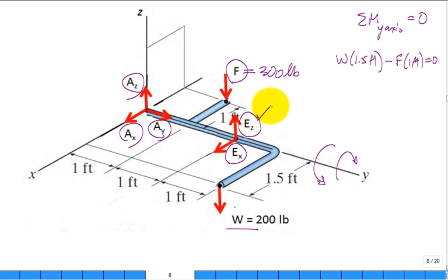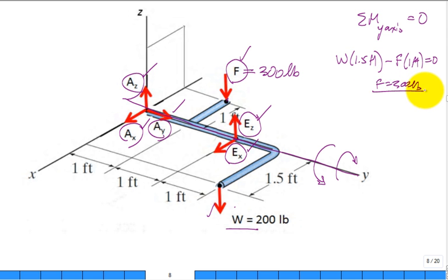Does EZ, EX, AZ, AY, AX, any of those contribute? No, because the axis Y goes through the point of application or along the line of action of each of those forces. So only these two forces contribute to the sum of the moments. And using that equation, you get that F is equal to 300 pounds.